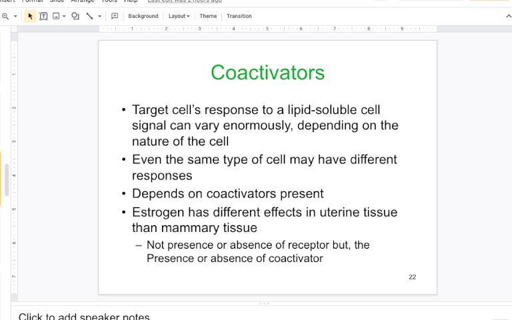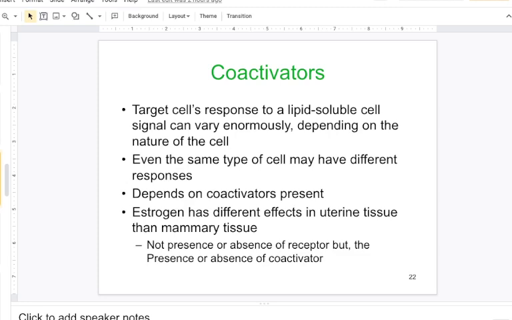signals are able to happen with co-activators, and even the same cell type may have different responses to a lipid-soluble cell signal. It depends on which co-activators are present to change the type of signal transduction pathway that occurs within the target cell. For example, estrogen has different effects in uterine tissue than mammary tissue.